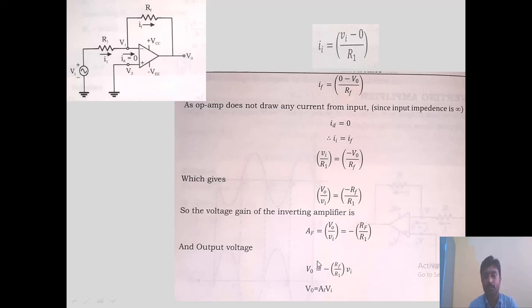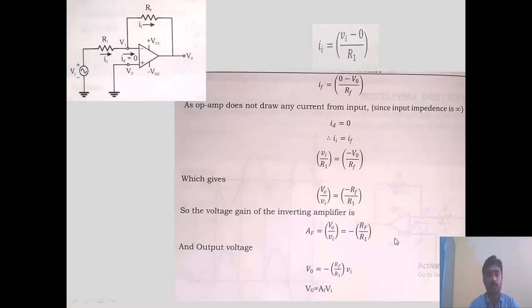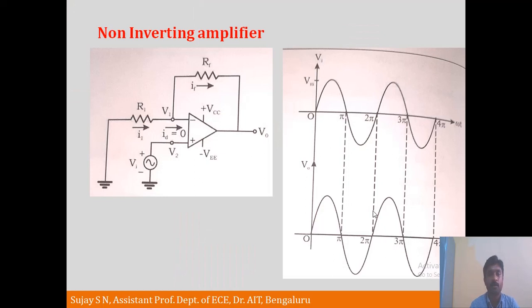And if you write the expression for V0, it becomes minus RF by R1 into Vi. Here we can observe a negative sign in the expression of V0. This negative sign indicates the signal is inverted at the output. This is the inverting amplifier. Similarly, we can have a non-inverting amplifier.